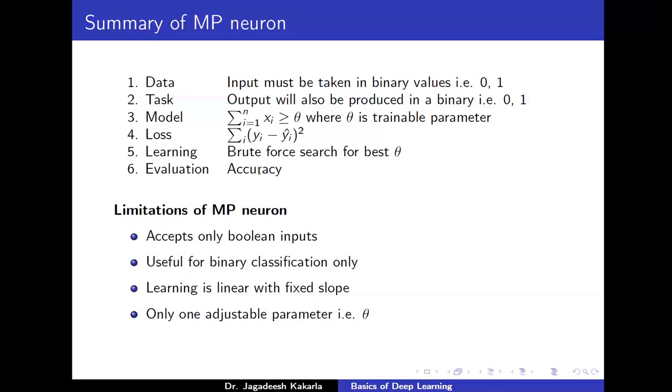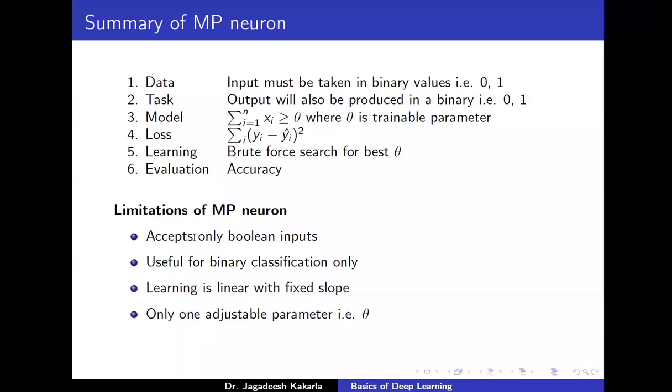Now what are the drawbacks or the limitations of the MP neuron? It accepts only boolean inputs. Is our data always boolean inputs only? No, real numbers are also possible, like 0.6, 0.7. Not always will our data be only 0 and 1. And it can be useful only for binary classification, true or false.